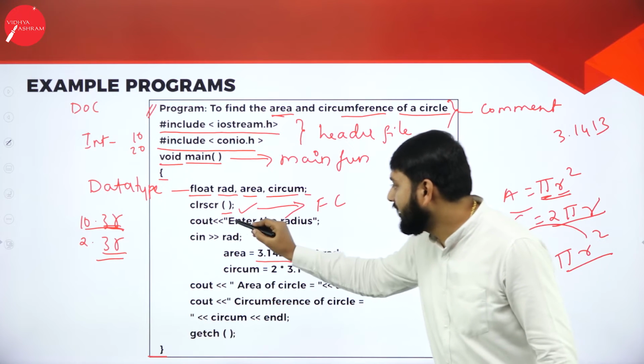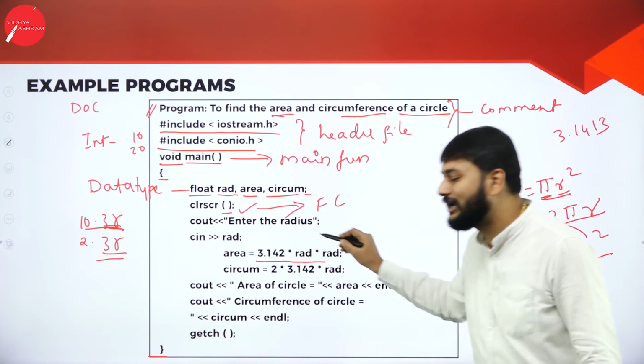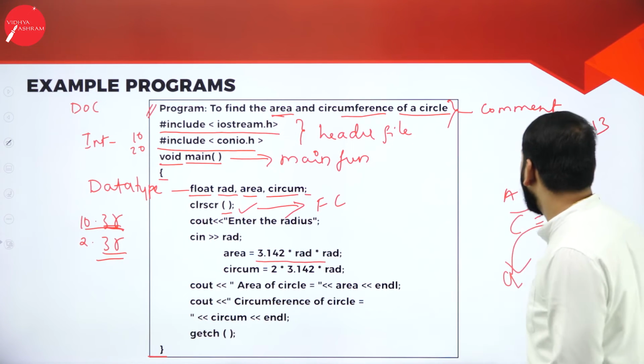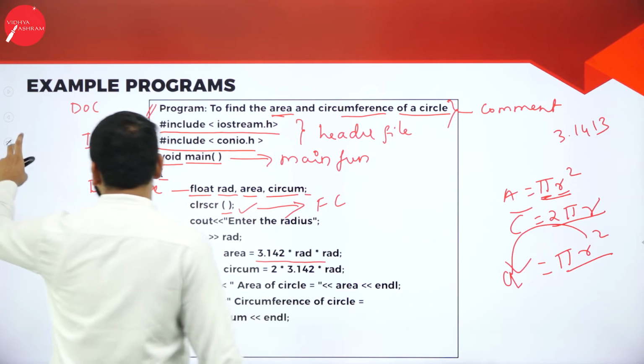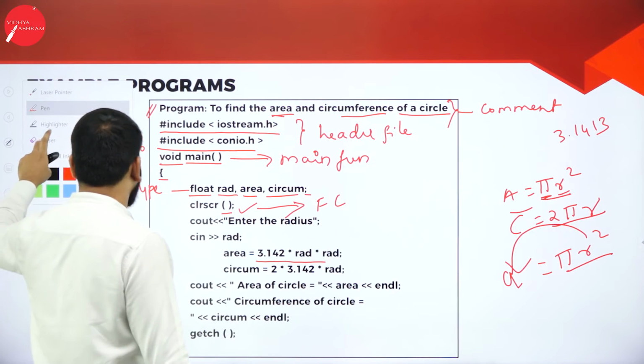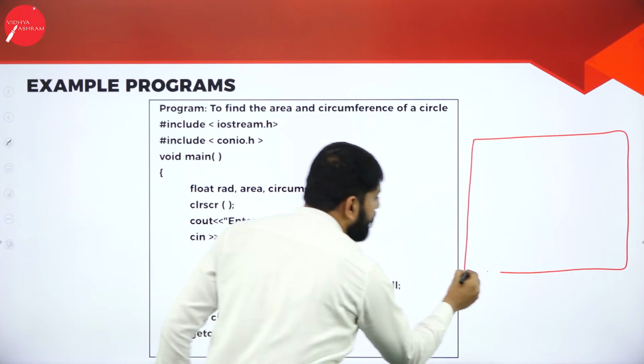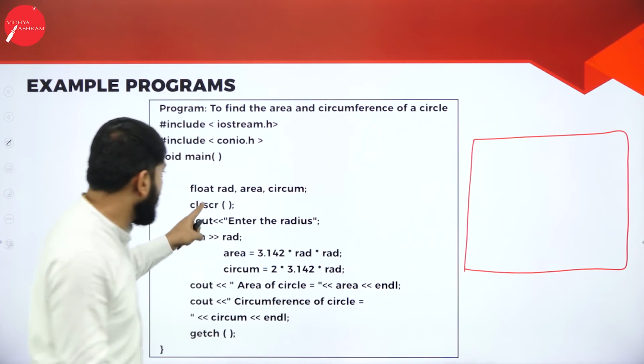So whatever I give within the double quotes, it will be printed as it is. How will the output screen look? Let's trace that. Let's trace the program. Okay, how will it appear on the output screen? So guys, what is it that you have here?